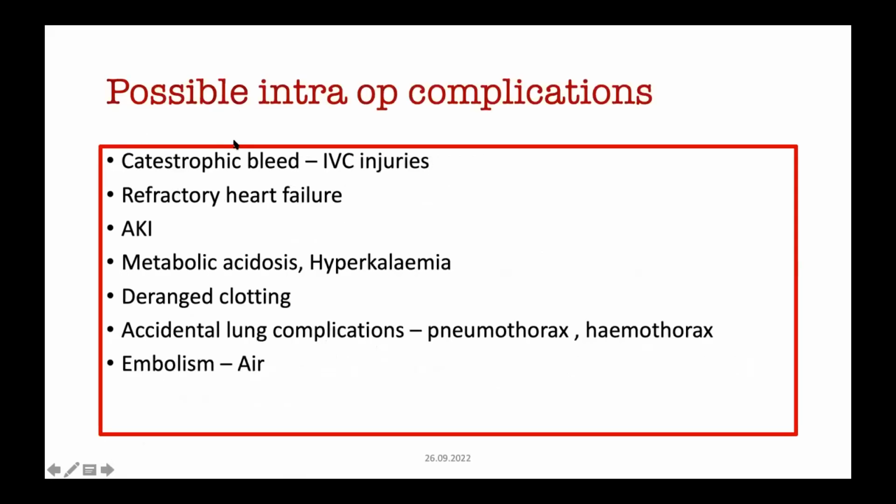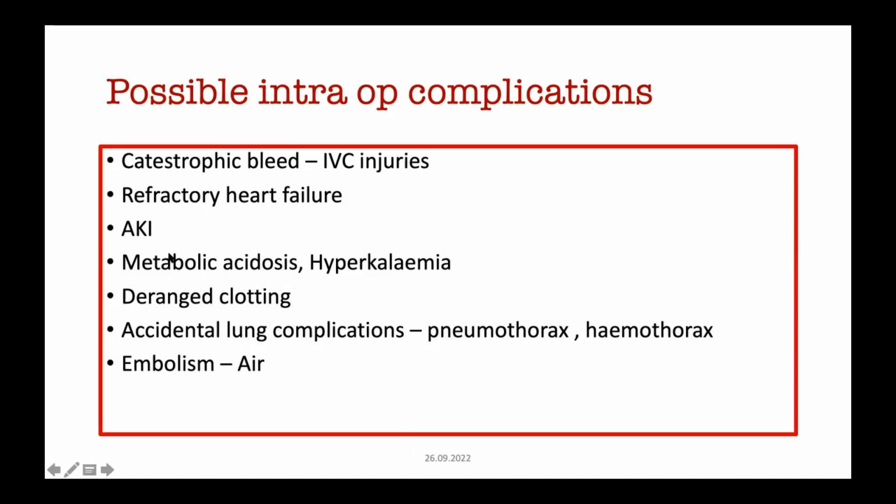Right. So then the possible intraoperative complications. The number one problem is catastrophic bleed, because the IVC injuries, the inferior vena cava injuries are quite common. And also the refractory heart failures, because sometimes they do go into heart failure, maybe because of deliberate CVP drops that we do during surgery to facilitate the resection, and sometimes because of fluid issues and so on, or else they are inherited myocardial problems.